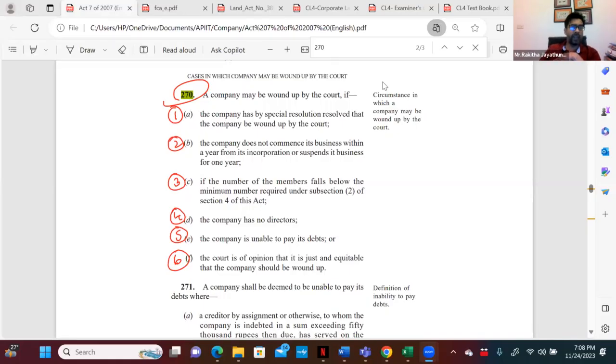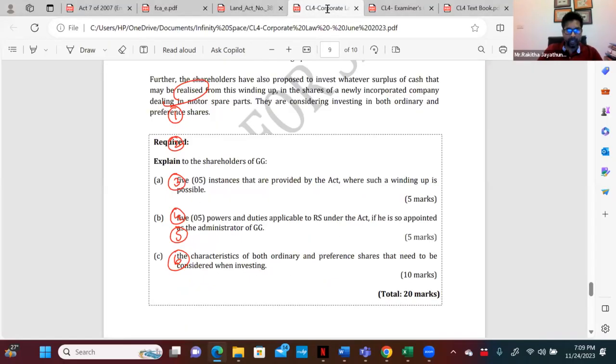These are the instances where a company can be wound up by court order. Don't try to explain any of these points. Just write them as they are, which is more than enough, because they have just asked you to list them down. So why waste your time doing something that they have not asked? So you shouldn't do that. Right. So 5 instances are provided by the Act. It should be there in the Act. So that is the answer to that question. Then we will look at the next question.